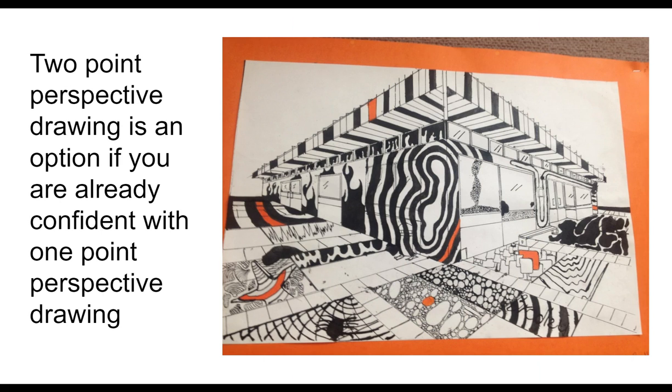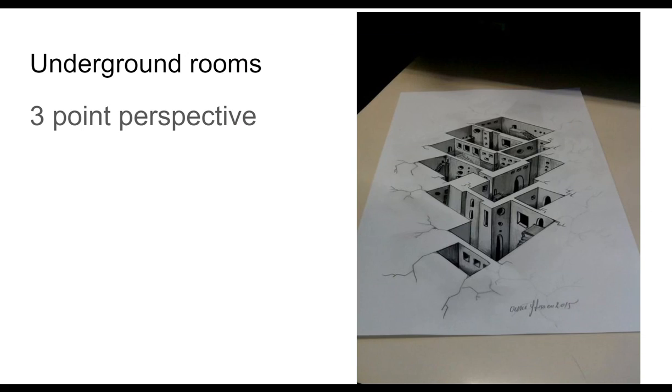Or you can attempt to do the outside of your room or the outside of your home using 2-point perspective. And if you're really up for a challenge, give 3-point perspective a try. This is a great way that you can make a flat piece of paper look like it goes way far down into space.